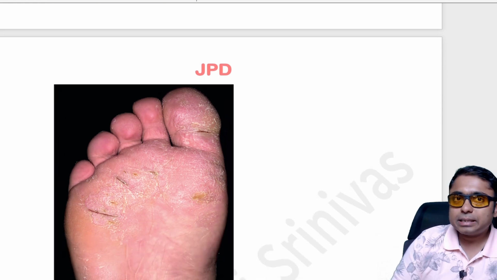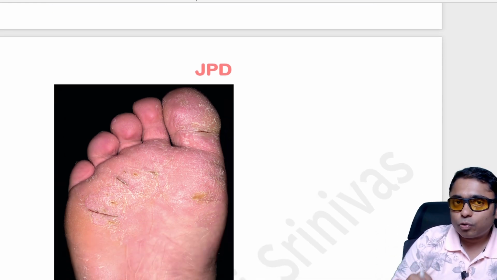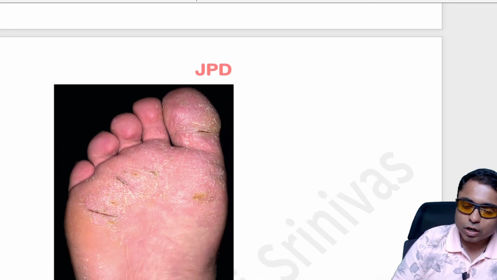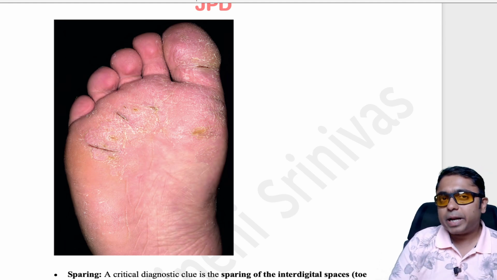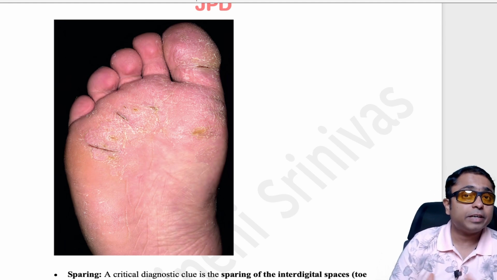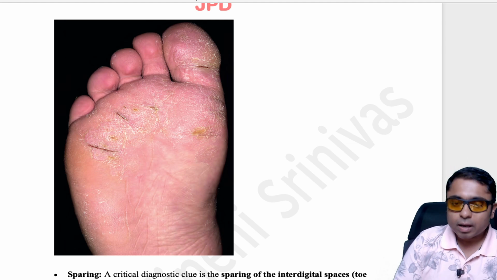And here you can see that the involvement of the forefoot is very classical of juvenile plantar dermatosis. Along with dryness, you are able to see some minimal scaling, and also fissuring is visible.